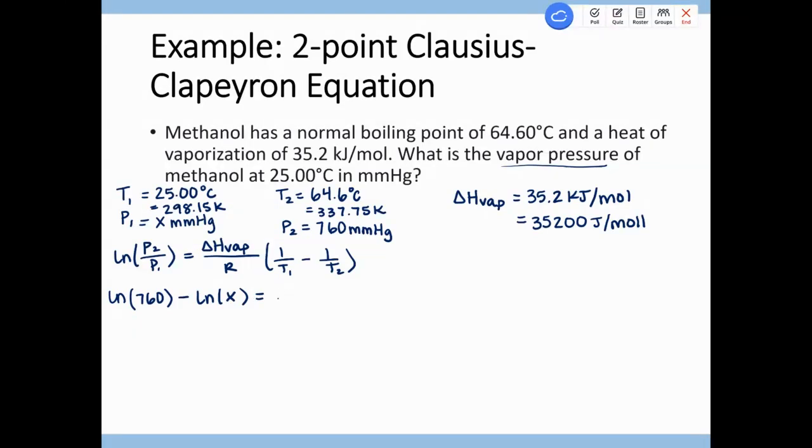This is equal to delta H of vaporization in units of joules per mole, divided by gas constant, 8.3145 joules per mole Kelvin, times 1 over T1, 298.15. Oh, I said I was going to leave units out. And then minus 1 over T2, 337.75.